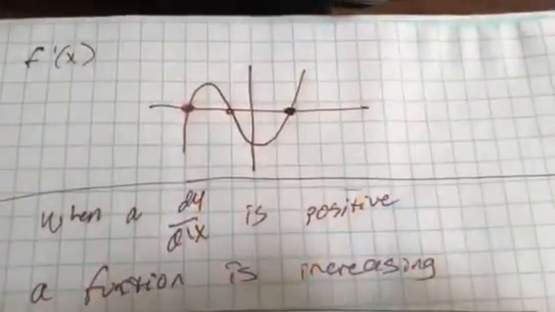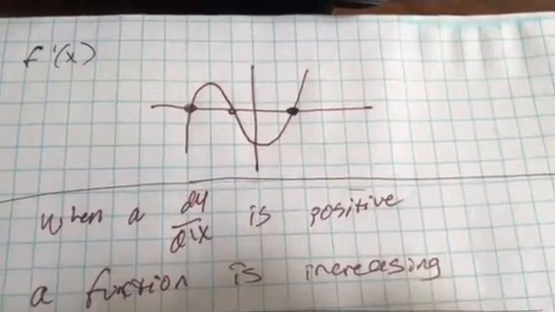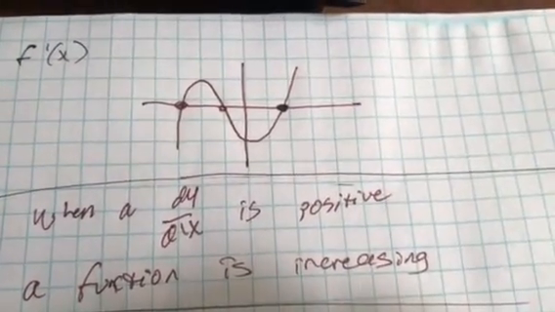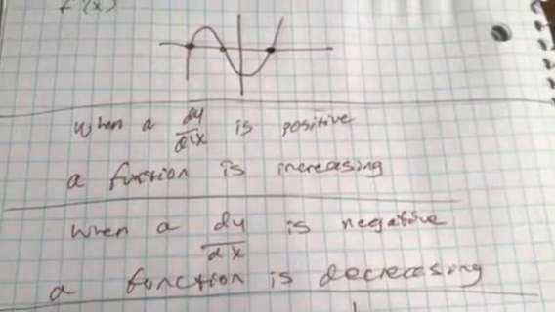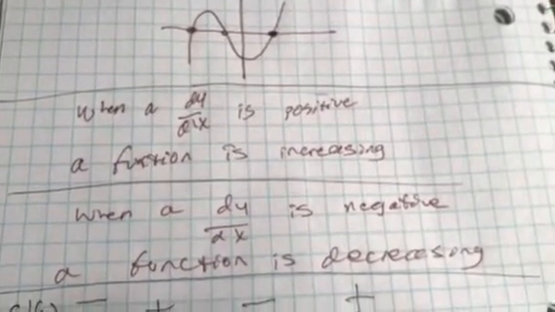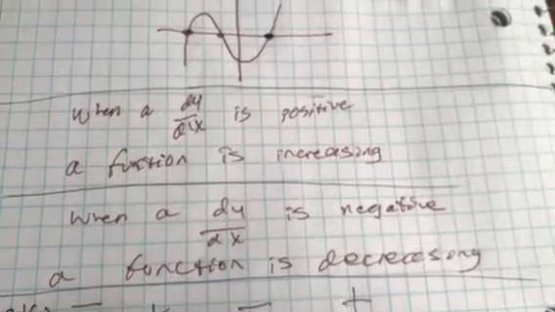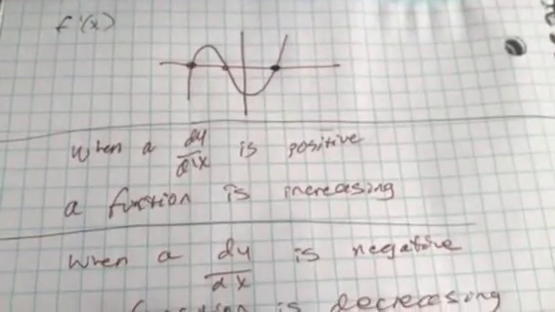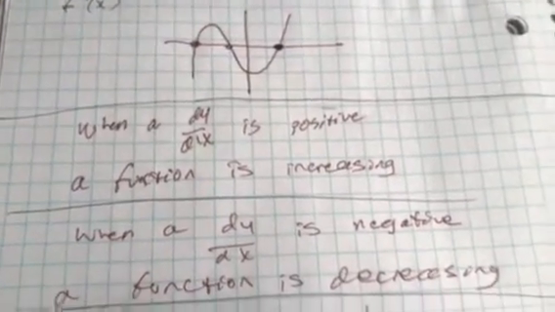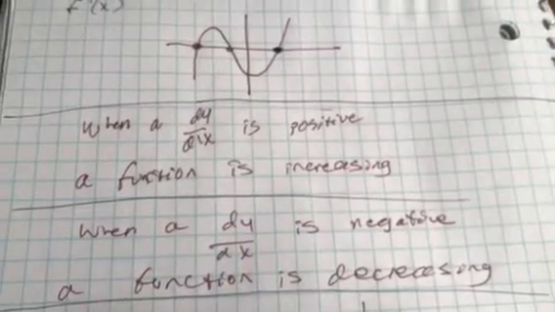So here we have a function, and it's the derivative of f of x. This is something basic you have to remember. When a derivative is positive, a function is increasing, and when a derivative is negative, a function is decreasing. This makes sense because a derivative is a slope. So if the slope is positive, it has to be increasing. If the slope is negative, it has to be decreasing.